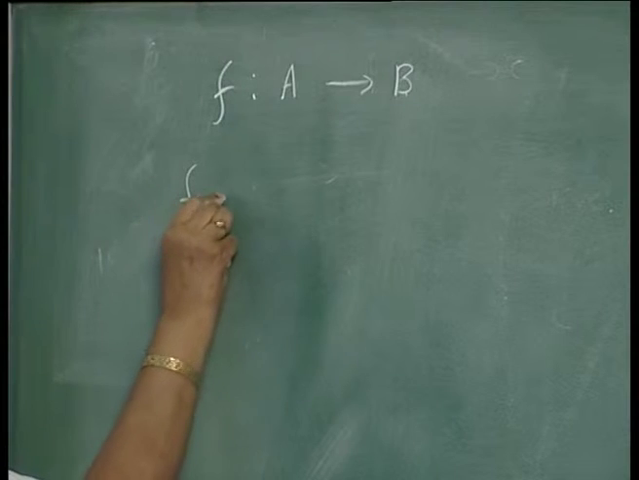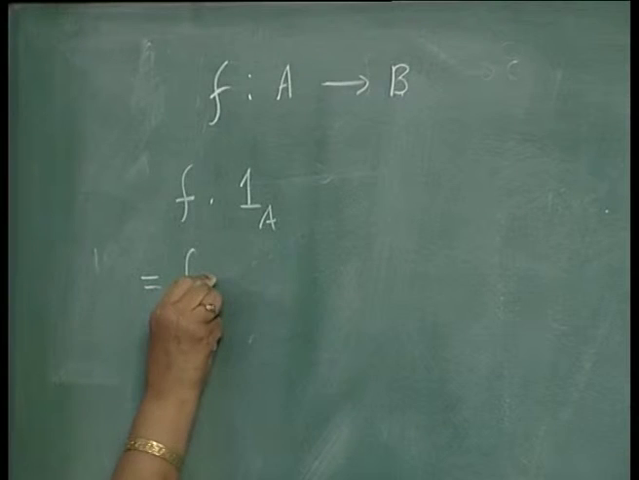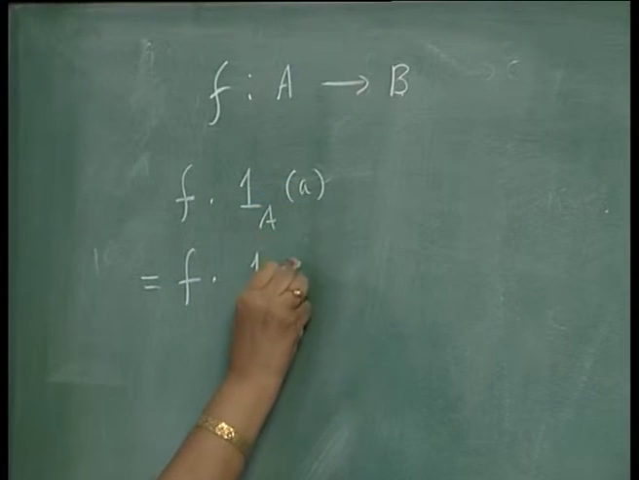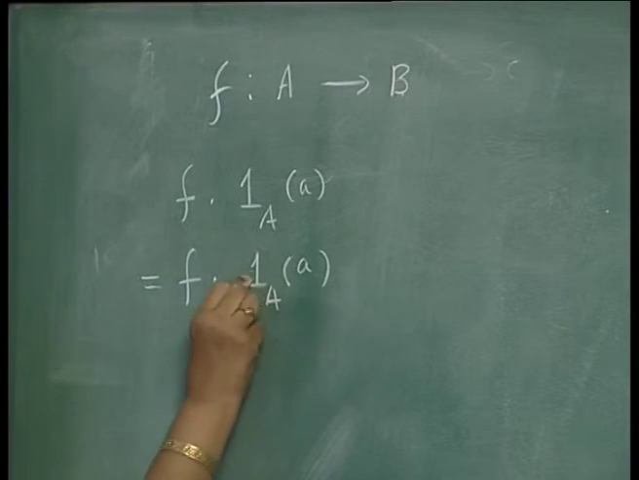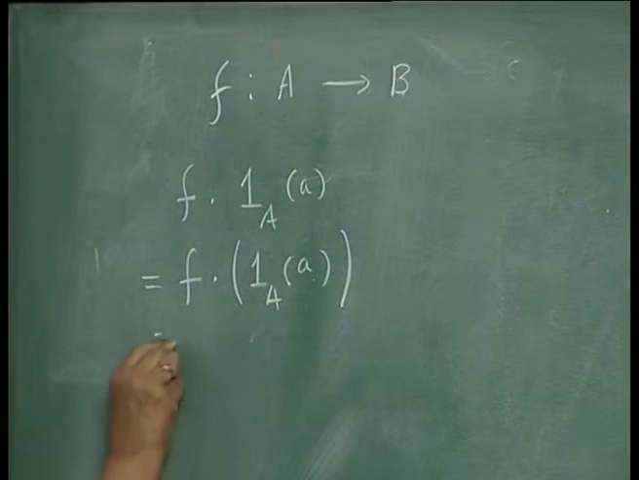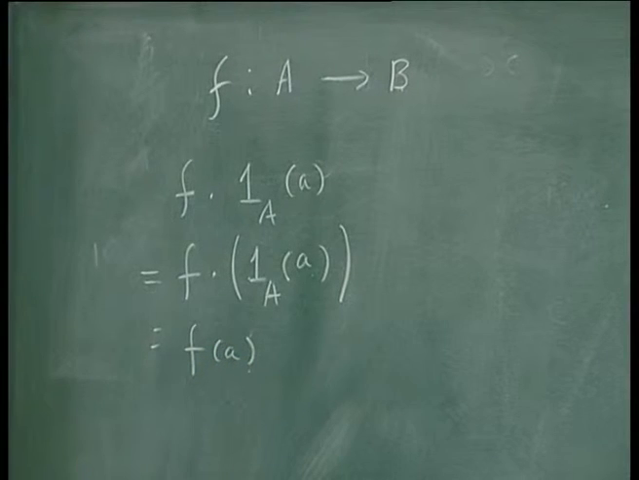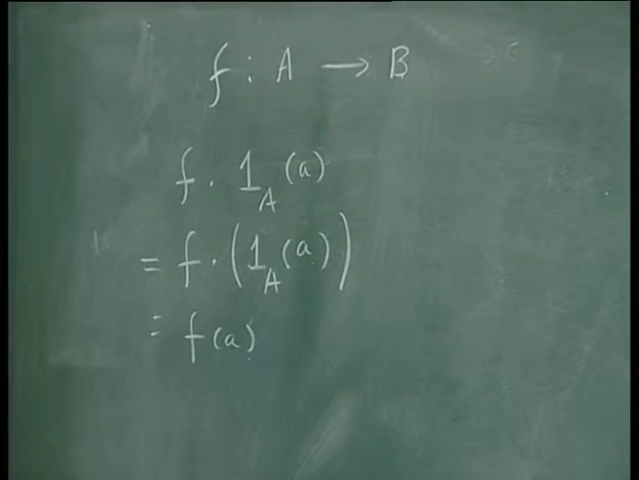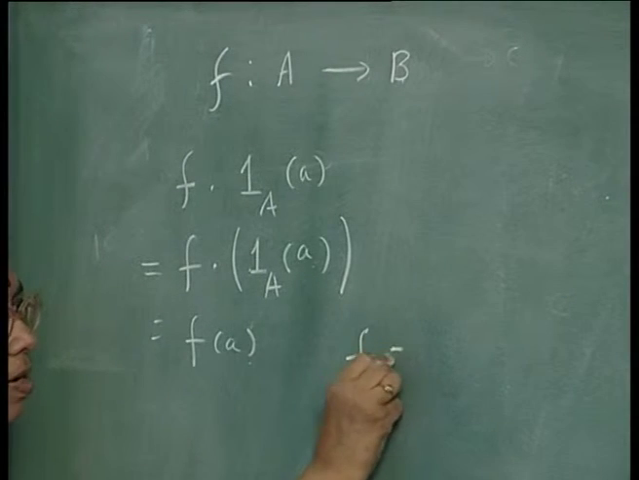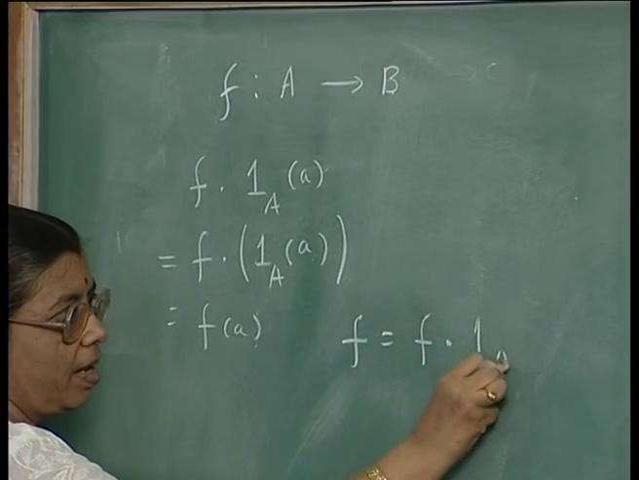What can you say about f of 1a of A? That is equal to f of 1a, take an element A, 1a of A. Since 1a is the identity function, this is equal to f of A. So, for any A this holds. So, f is equal to the composite function f into 1a.